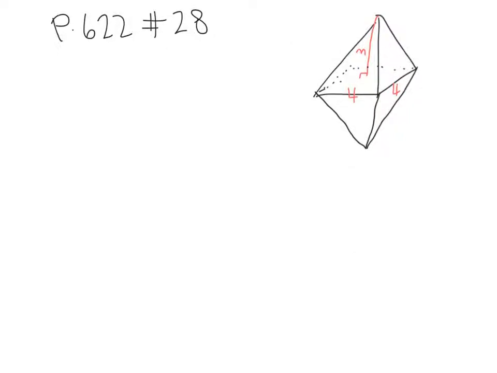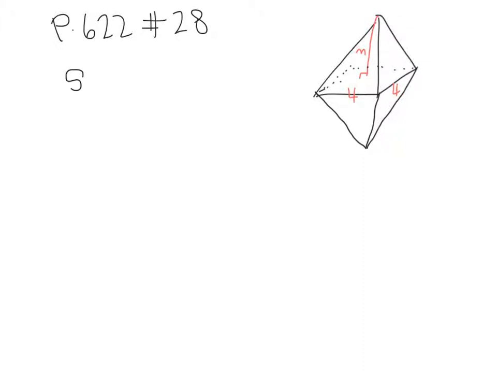Hello, so this is page 622, number 28, the first problem out of three that deals with composite figures, and it did ask you to find the surface area, but we said we're going to find the surface area and the volume of each shape. So I know that the surface area of a pyramid is the lateral area plus the area of the base.